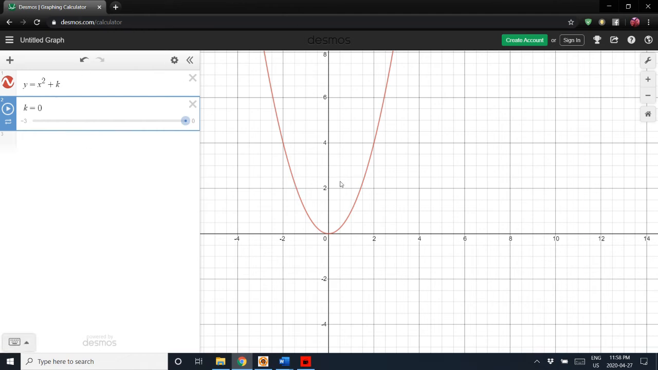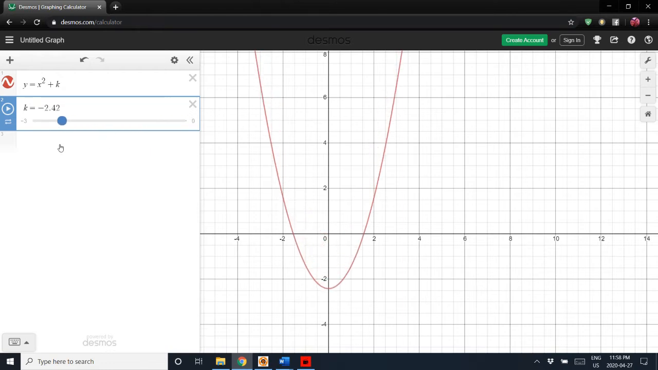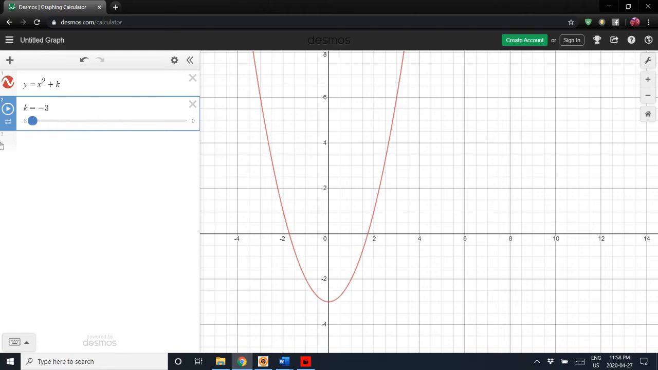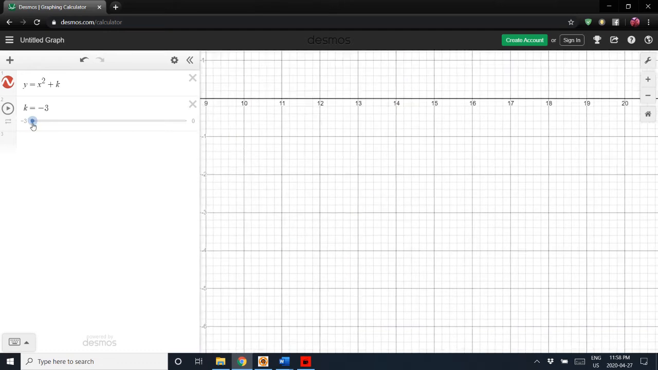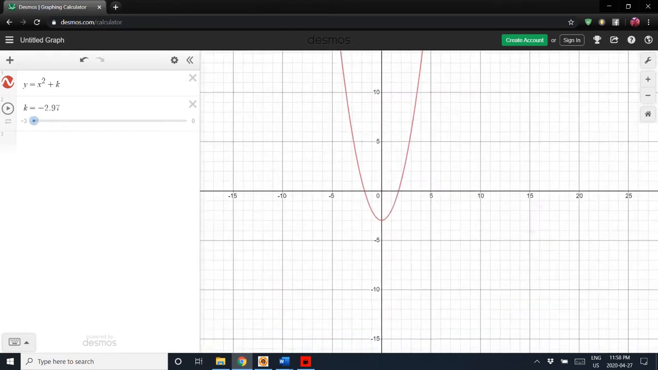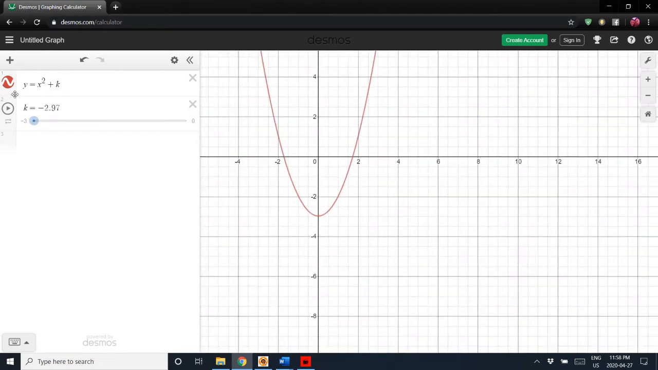Okay, so right now we're at 0. So this is our parent function, and we're going to take the slider, and let's slide it along here. So you can see, oh, there it goes. It's dropping down. And what value is it at? -3. So we see that the whole graph, oops, let's center that again. We can see the whole graph just move down to -3. Ooh, look at it go.